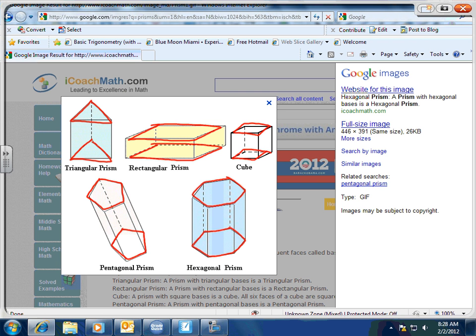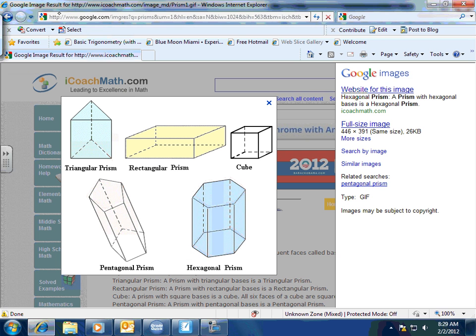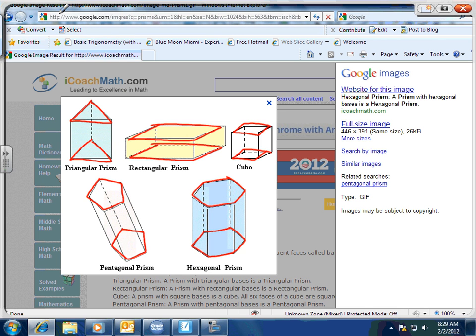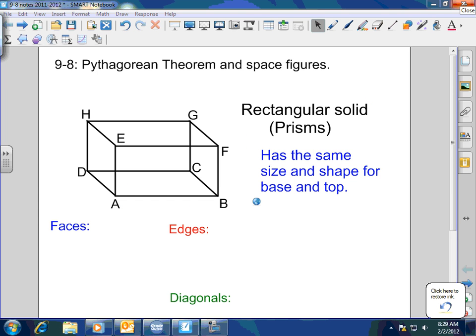Yes, sir. Yes, these are all prisms. Does everyone understand why they're prisms? Okay, good. Let's go ahead and get back to work then.